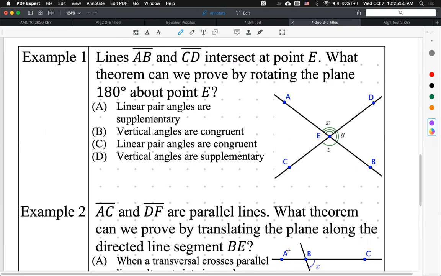They add up to 180. So immediately I'm going to cross off C. That's not even a valid theorem. And D, vertical angles are supplementary? No, vertical angles are supposed to be the same. They don't add up to 180. I mean, sometimes they do, but that's not a theorem. We're trying to prove a theorem here. So it's between A and B in this case.